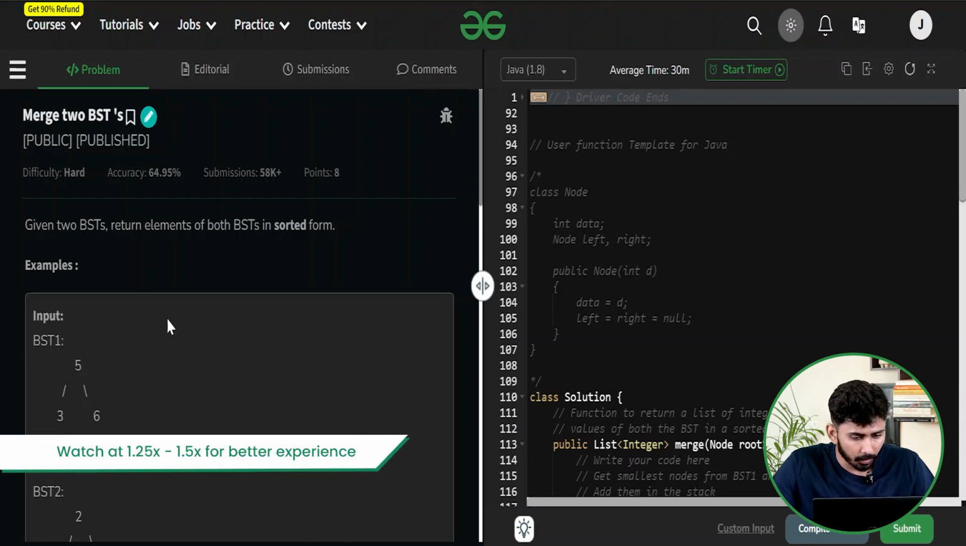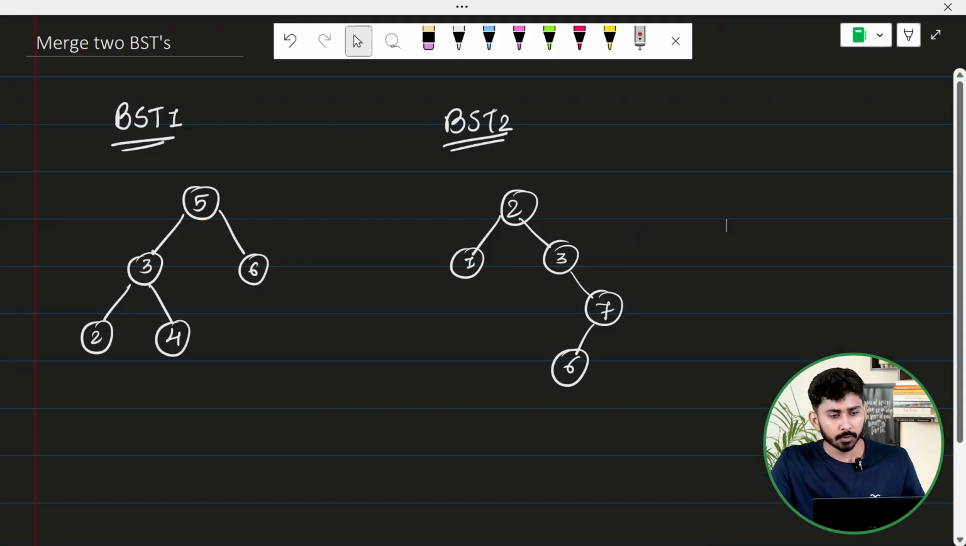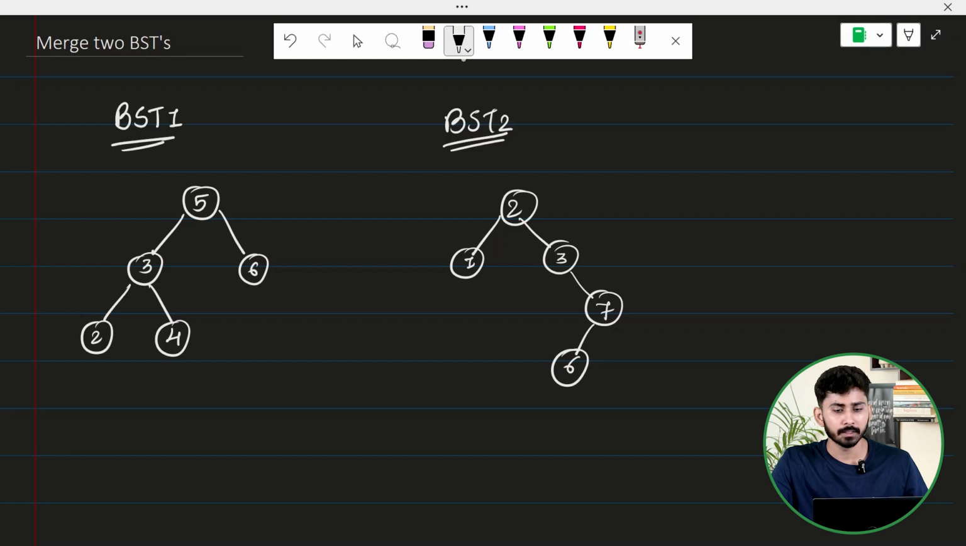So the question says merge two BSTs. You will be given two binary search trees and you are supposed to return the elements of both BSTs in sorted form. They will give you the root of two BSTs and you are supposed to return the sorted form inside a list. Let me explain with example number 1. Two BSTs are given, BST1 and BST2, and you are supposed to merge the nodes of these BSTs and form a list out of it, and that list should be in sorted form.